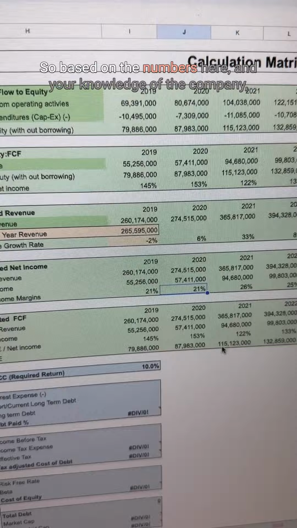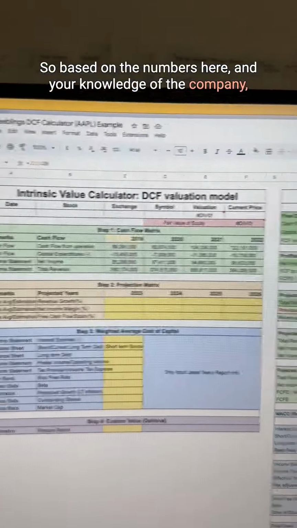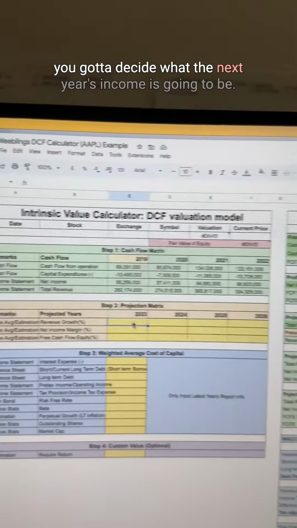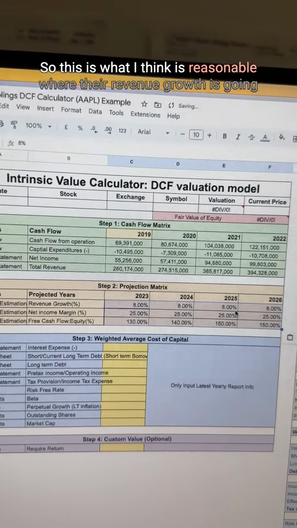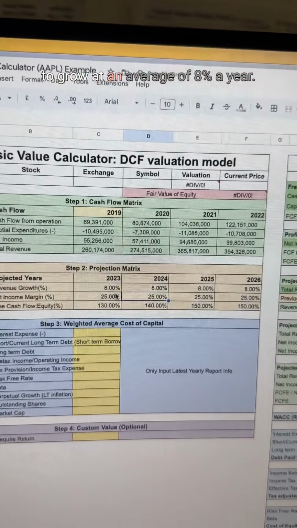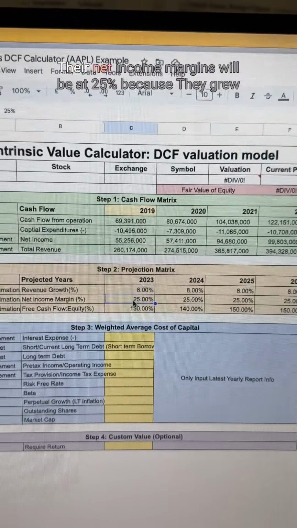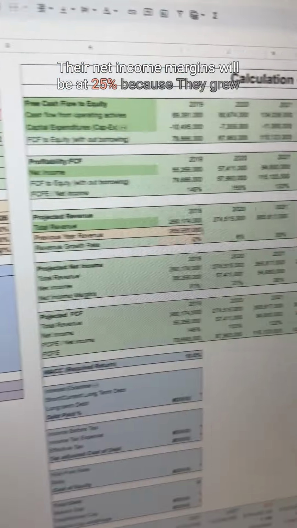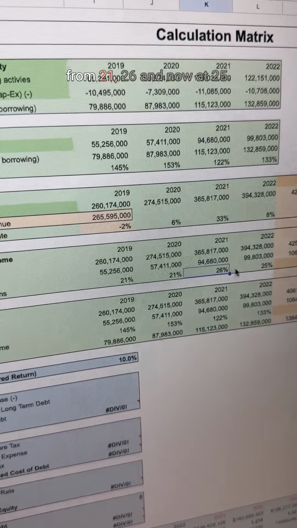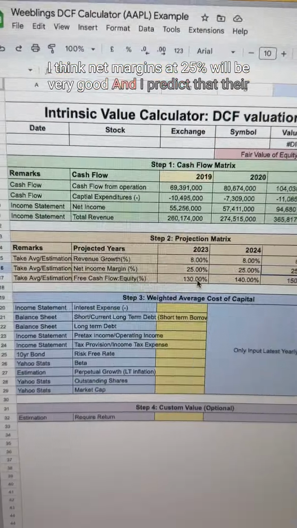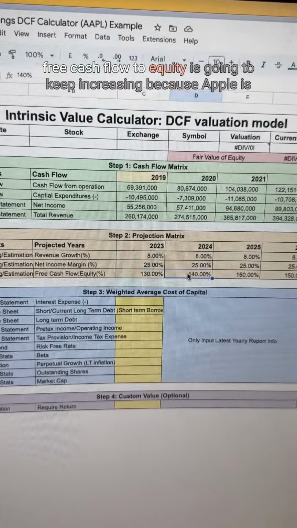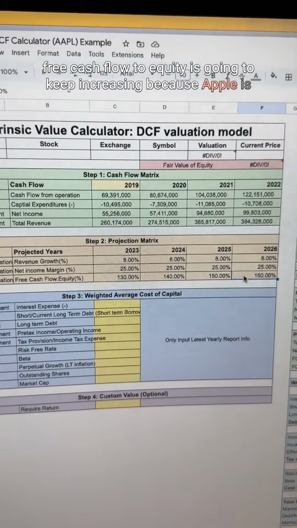So based on the numbers here and your knowledge of the company, you have to decide what the next few years' income is going to be. This is what I think is reasonable: their revenue is going to grow at an average of 8% a year. Their net income margins will be at 25%, because they grew from 21 to 26 and are now at 25. I think net margins at 25% will be very good. And I predict that their free cash flow to equity is going to keep increasing, because Apple is a cash cow.